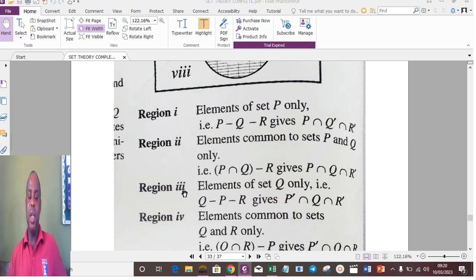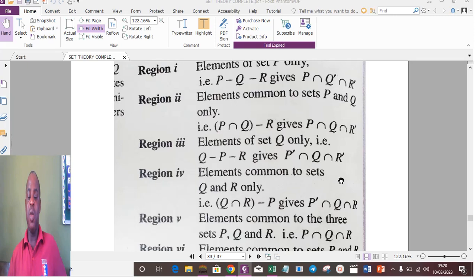Now look at region 3. Region 3 is Q only. You know, Q only, that means you are going to remove P from it, you are going to remove R from it. So that will be P prime. Since it's Q only, Q will not have prime, then R also will have prime. Q only, P prime, R prime. Is only Q that will not have prime. Invariably you have Q, but you remove P from it and you remove R from it.